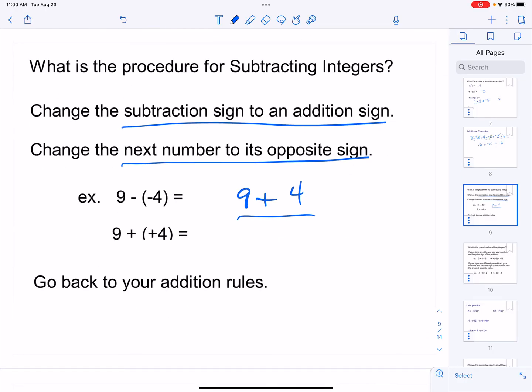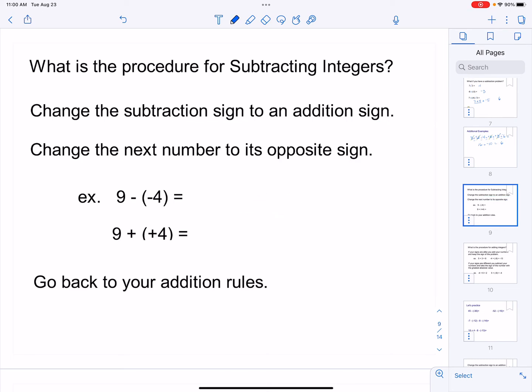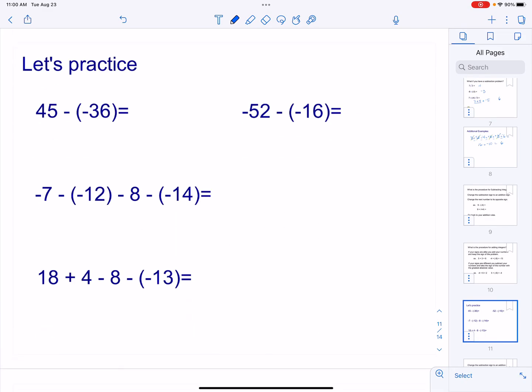So for subtraction, what I need you to remember is all we're going to do: we're going to go straight to that subtraction sign. We're going to change the subtraction to addition, next number to its opposite, and then we fall back on our addition rules. Let's do one more question, and then we'll end this video.